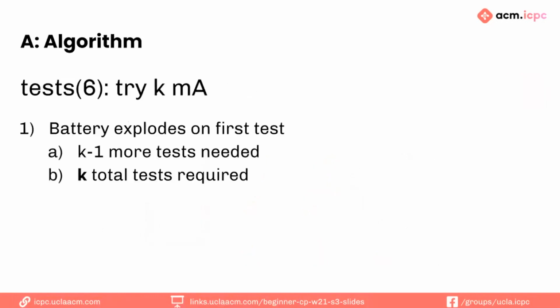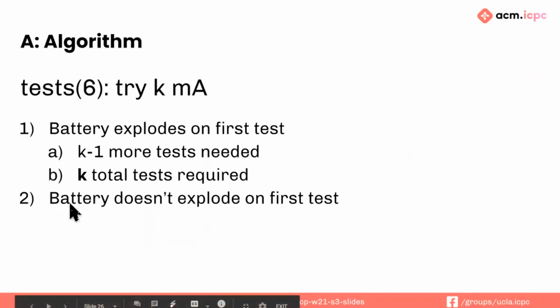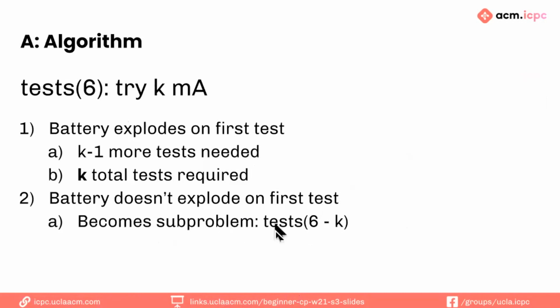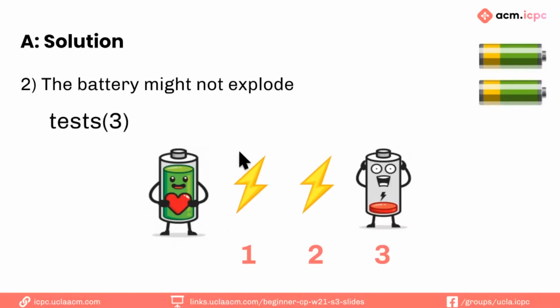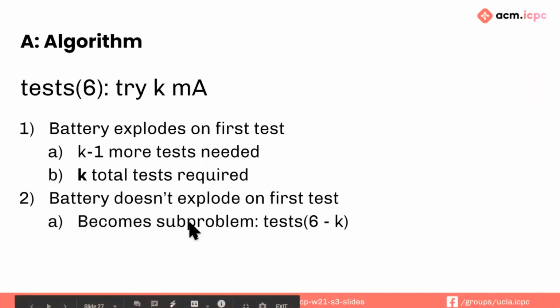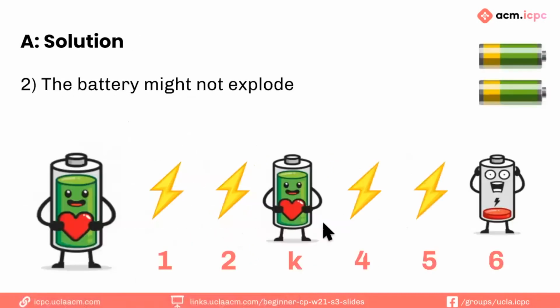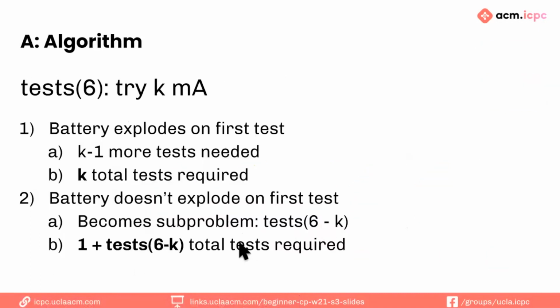Okay, cool. So let's put this into the algorithm again. This was the second case, where the battery doesn't explode on the first test. And then it becomes a subproblem, and that becomes tests of 6 minus k. And again, we got this because we shaved off 1 up to k, and so all that's left is whatever your ending was, which was 6 minus k. So it becomes a subproblem of tests of 6 minus k. And so in total, 1 plus test of 6 minus k tests are required.